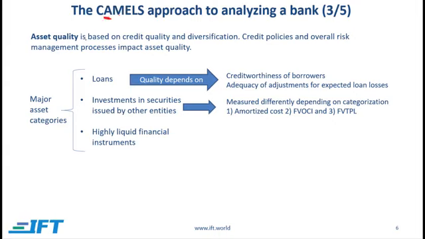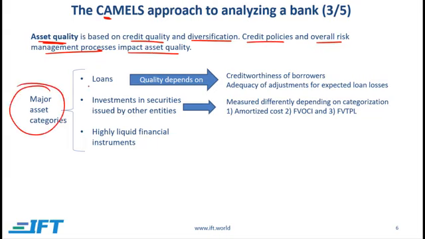Coming now to the second component, which is asset quality. This is based on credit quality and diversification. A bank's credit policies and overall risk management processes will impact asset quality. In terms of major asset categories, we have loans, and investments in securities issued by other entities. So this is where a bank might invest in stocks or bonds. And then the third category is highly liquid financial instruments. These would be government T-bills or other money market instruments.